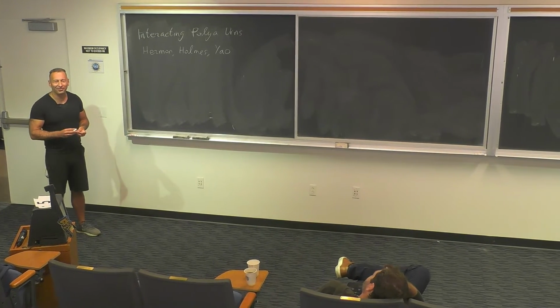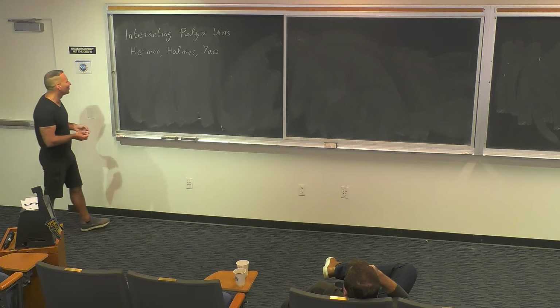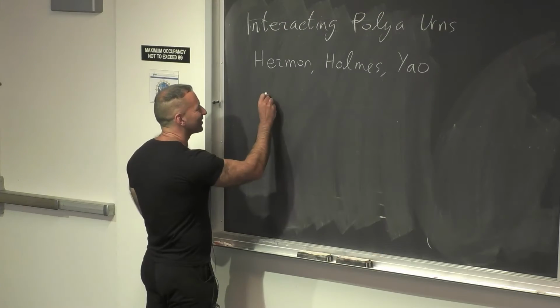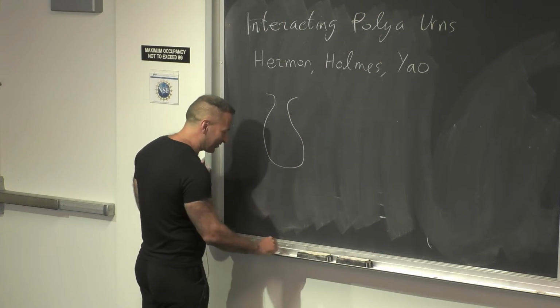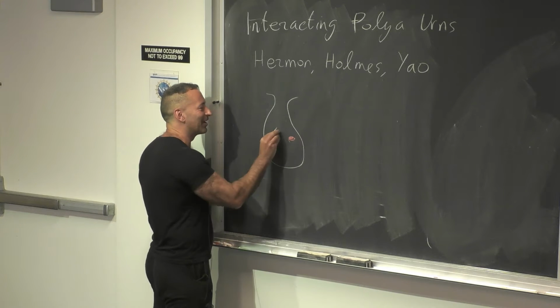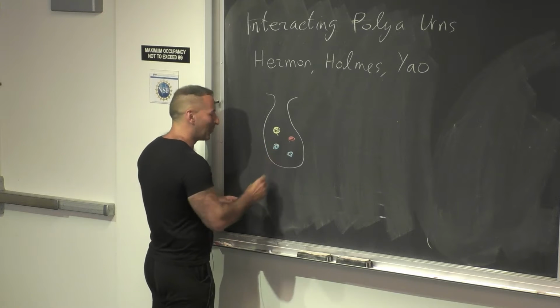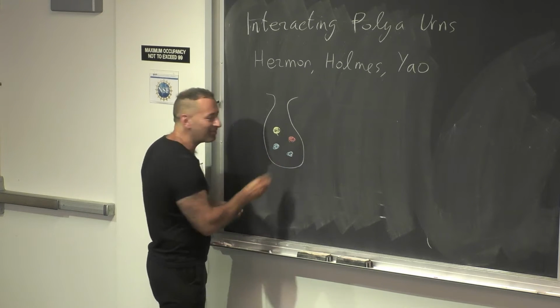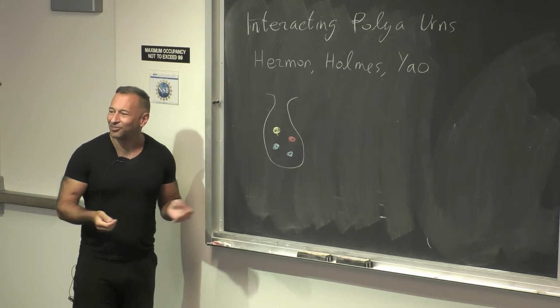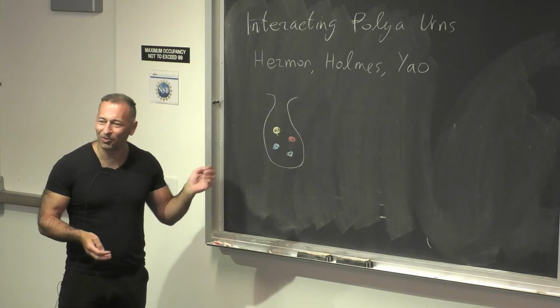So let's start just with a quick reminder. I'm sure you've all seen the classical Polya urn. You have this urn, which we'll draw like this, and you have balls inside it of various colors. So maybe we have red and yellow and some blue balls. In the classical Polya urn, you just pick one uniformly at random without looking.